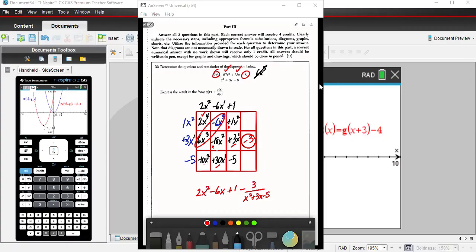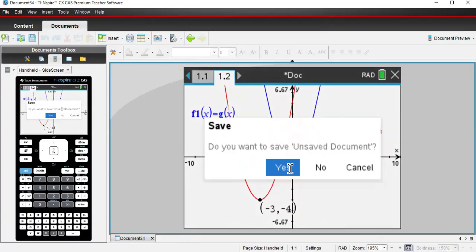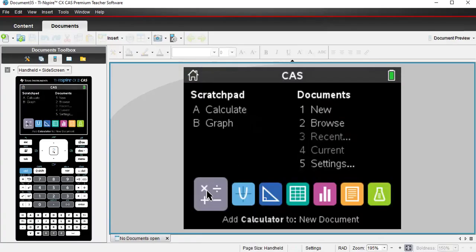We've done all of this algebra. How do you know it's right? How do you know you haven't made a careless mistake? Well, this is how you should always use your calculator. So let me get rid of this. I'm going to go to the main calculator screen.